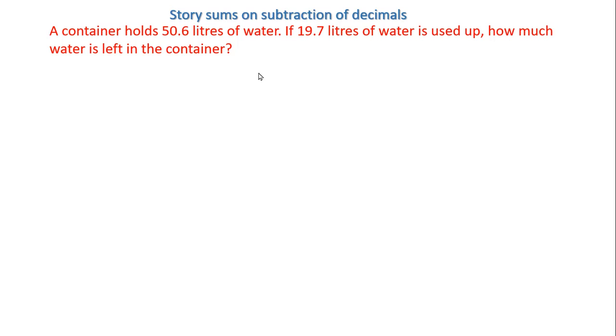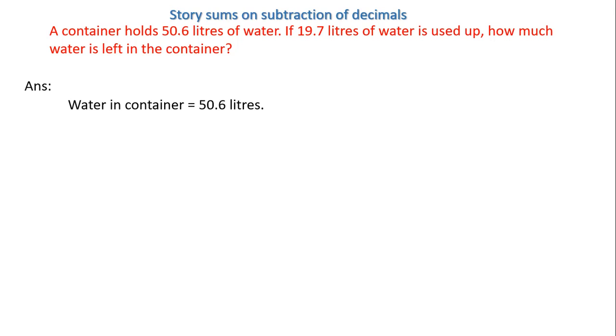After reading this question, we will come to know that water inside the container is 50.6 liters. Out of that, they used 19.7 liters. We have to find how much water is left in the container, which means we have to subtract 19.7 liters from 50.6 liters. So, I will write the statement.